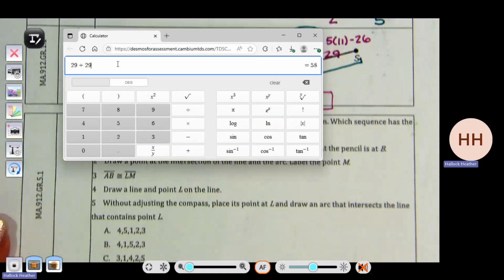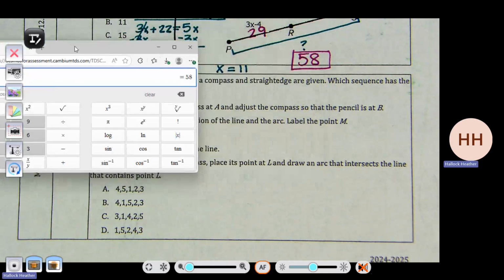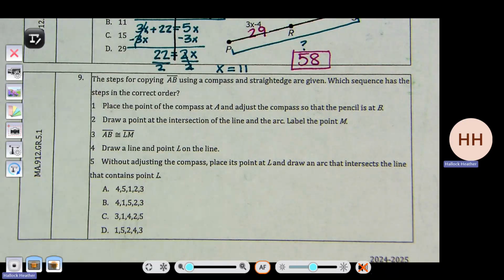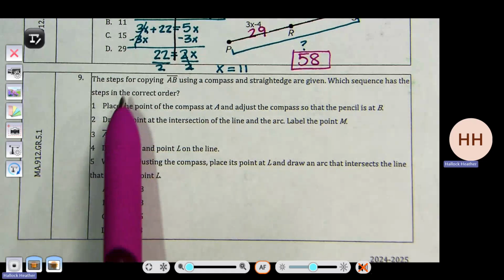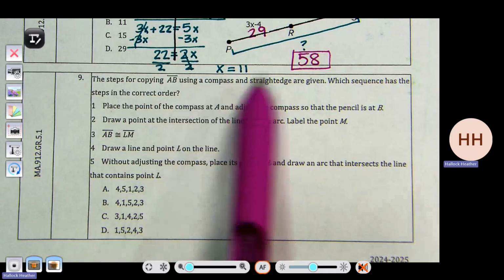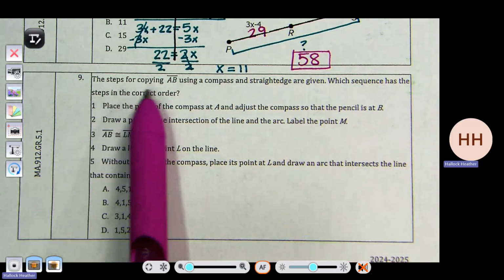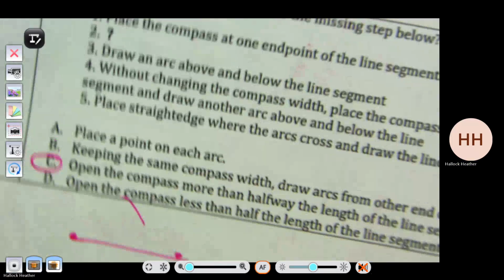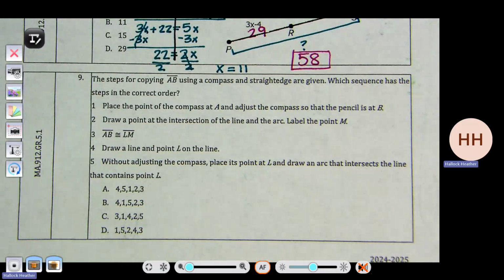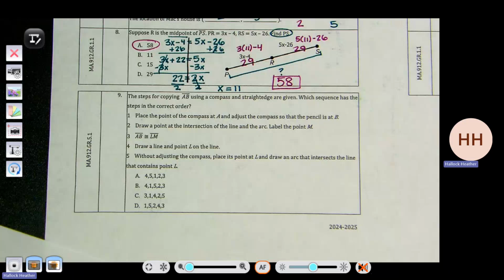9 is a constructions problem, and it wants to know the order in which copying AB. So it says the steps for copying AB using a compass and a straight edge are given. Which sequence has the steps in the correct order? So you are copying a segment. Where's copying a segment? That's this. We have to figure out what the steps are to copy a segment.